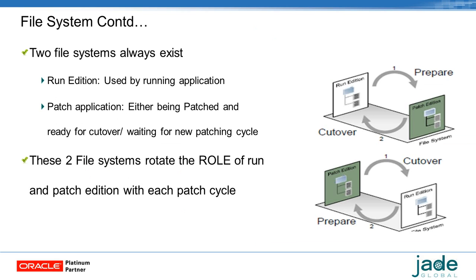And when you're ready with these file systems, when the actual online patching happens, during the prepare, the first step of online patching, you simply take all the objects from the run edition and copy them into the patch edition. And when you are ready for going live with those patches, it simply swaps. It converts the run edition into patch edition and patch edition into run edition. That is just a swapping of roles. It does not mean that you are creating new files. You are just synchronizing the files and then swapping over to the new code so that it supports the currently running production version.